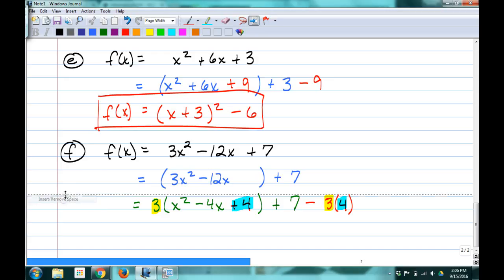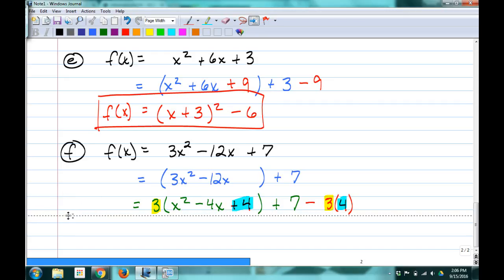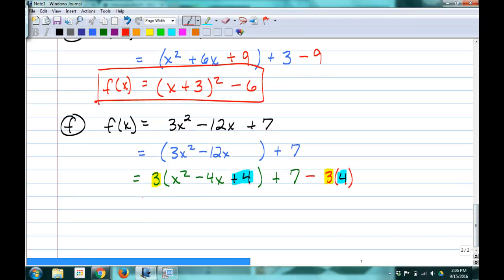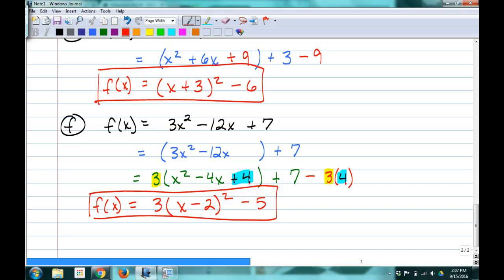Yes, you're always going to subtract on the outside when you're converting to vertex form from standard form. So what's my factor right here? X minus 2, good. And then 7 minus 12 would be minus 5. There we have vertex form out of that. So that number in the front really doesn't do a whole lot to it, but it does create some sort of issue for us to deal with.